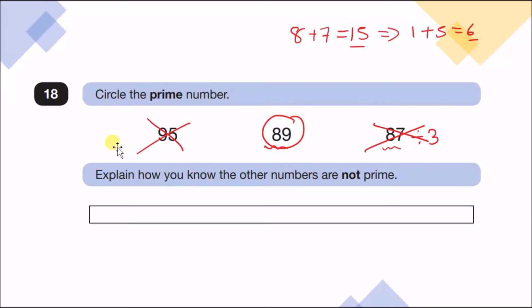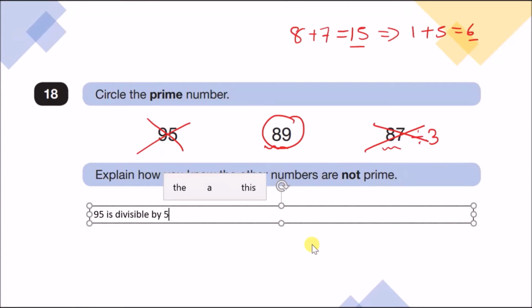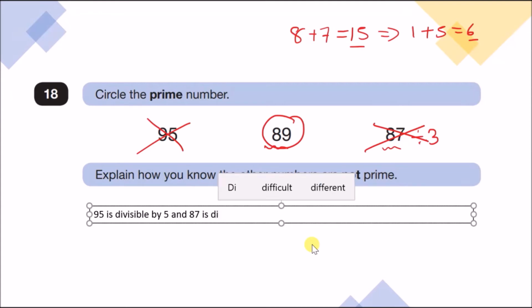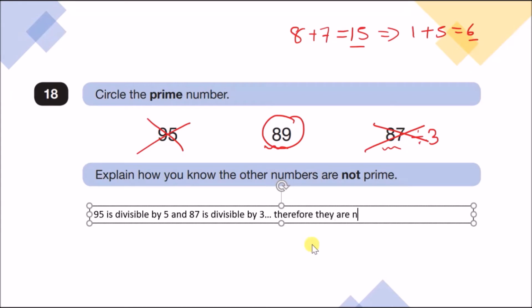And that's it. And then on the next part, it tells us to explain how you know the others are not prime. Well, we just said that 95 is divisible by 5, and 87 is divisible by 3. Well, I can't even spell divisible. Therefore, they are not prime. Yep, and that's it, guys.